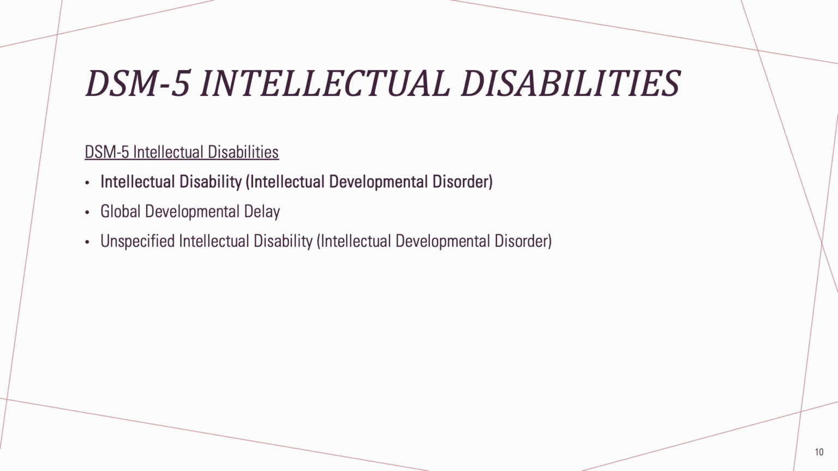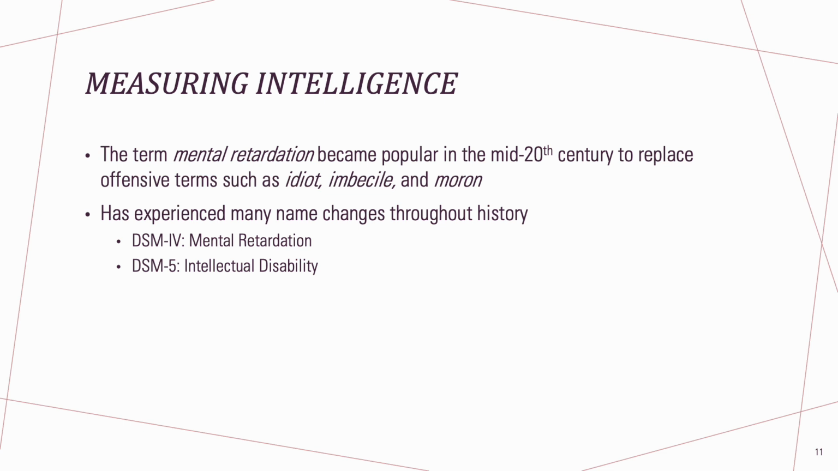So, in the DSM, again, specifically under intellectual disabilities, we have intellectual disability or intellectual developmental disorder, we have global developmental delay, and we have unspecified intellectual disability. We're going to spend most of our time talking about the first one, which is bolded, so intellectual developmental disorder, or IDD. Before we dive into what the specific criteria are for IDD, we first need to talk about intelligence. What do we mean when we're talking about intelligence in this context? How do we measure it? And how does this apply to diagnosing someone with an intellectual disability?